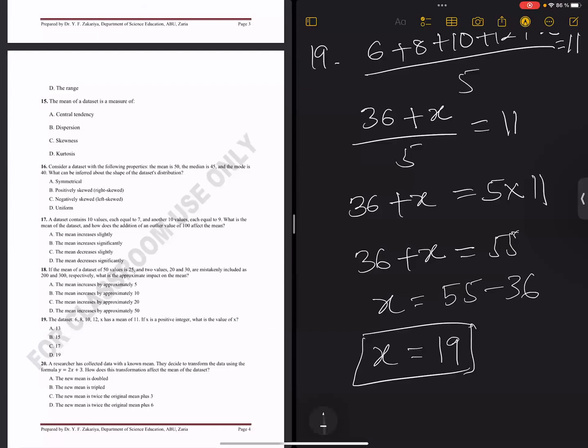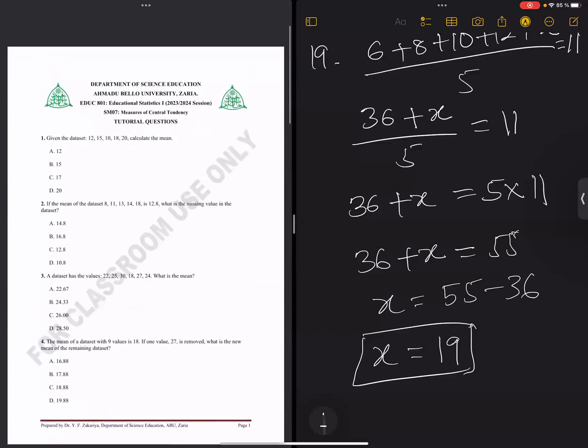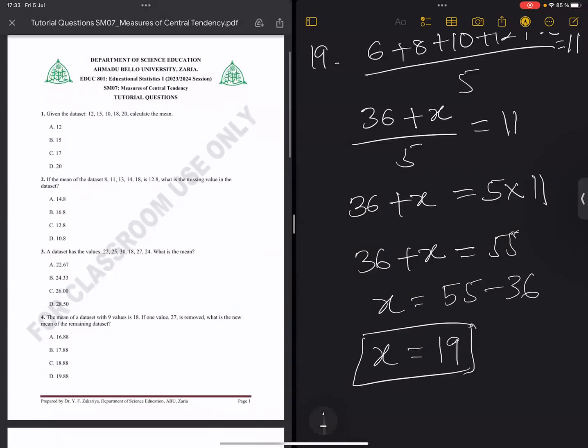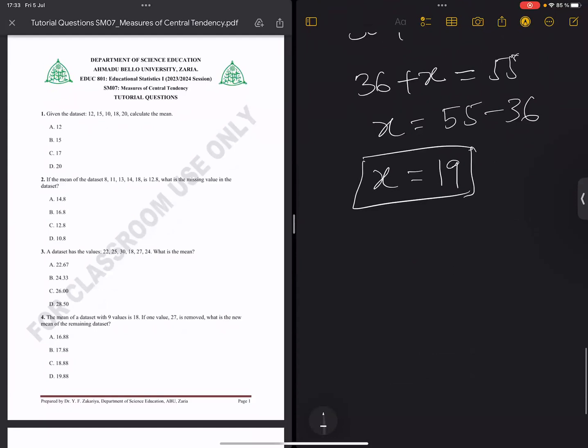Perfect. So we have just finished with the odd problems. So we can now go to the even problems. Let's see how much we can do before it is 6 o'clock. All right. So now we go back to problem number 2, which is the first even number. If the mean of the data set is 12.8, what is the missing value in the data set? It's almost the same as what we did.